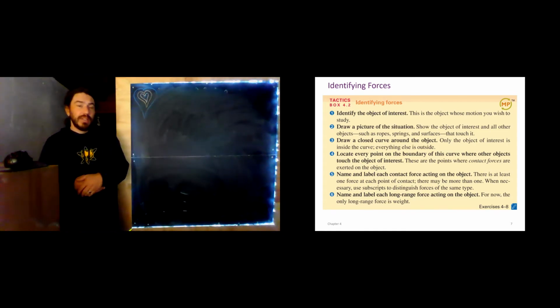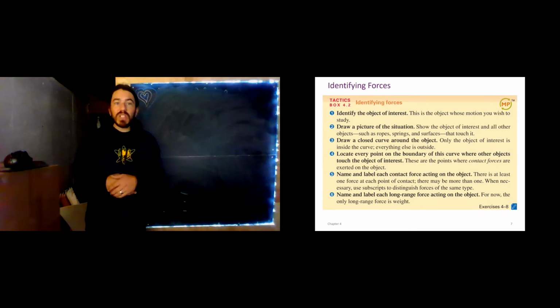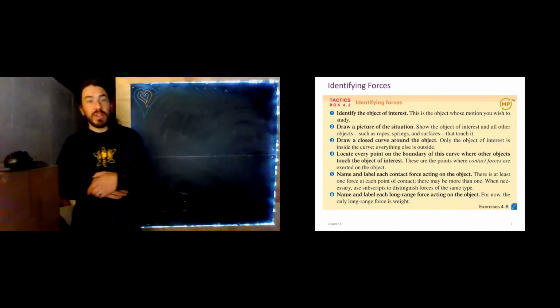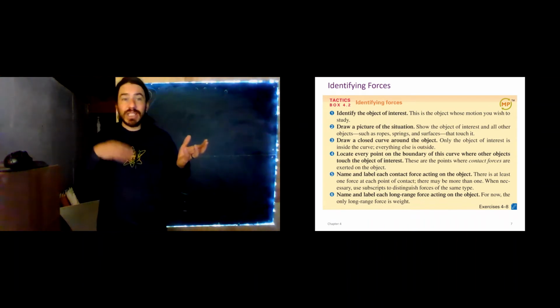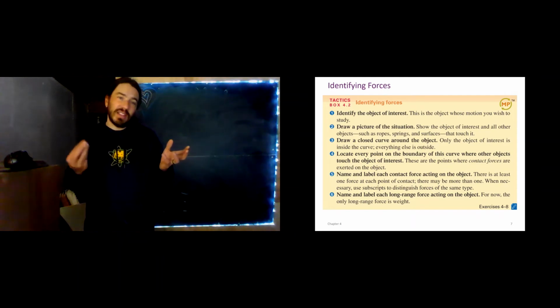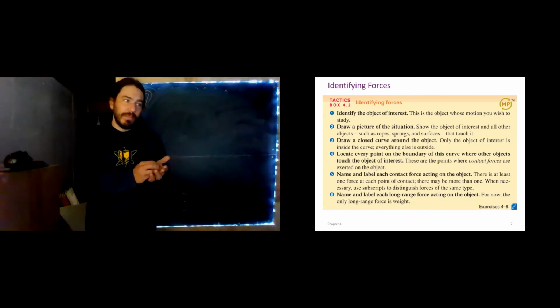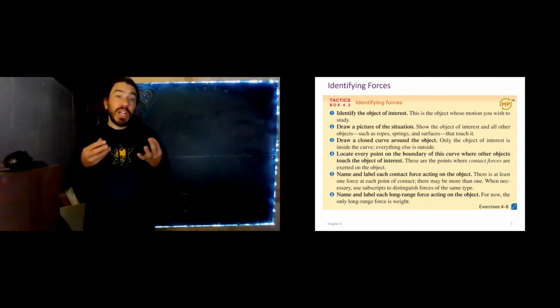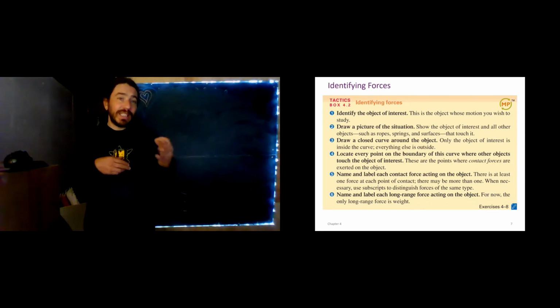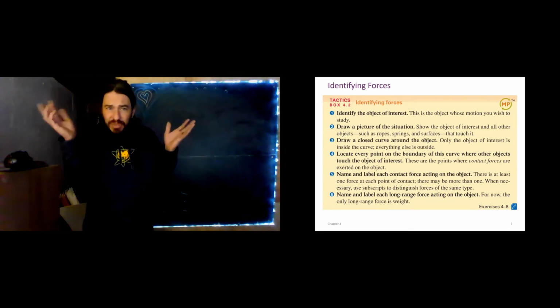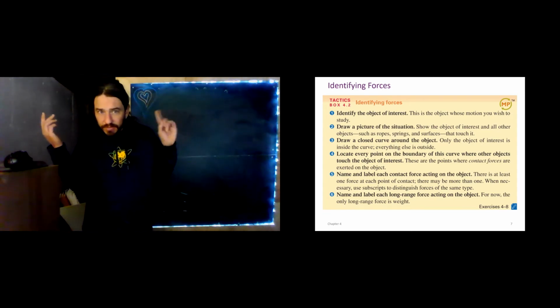Here's a list of steps. This is directly from your text. First, we need to identify the object of interest. Recall that every force has an object and an agent. The agent is the thing that's causing the force, and the object is the thing that the force is on. The object is the object of interest. We need to identify which object we're talking about, because forces always exist on an object, right? With no object, there are no forces.